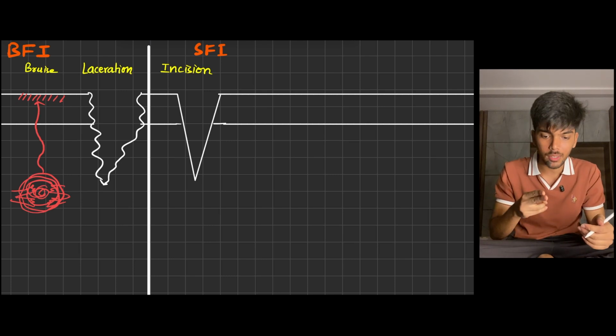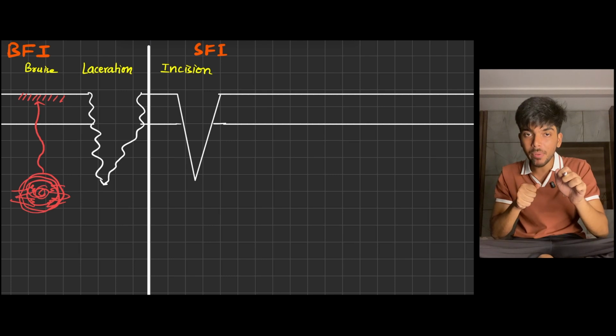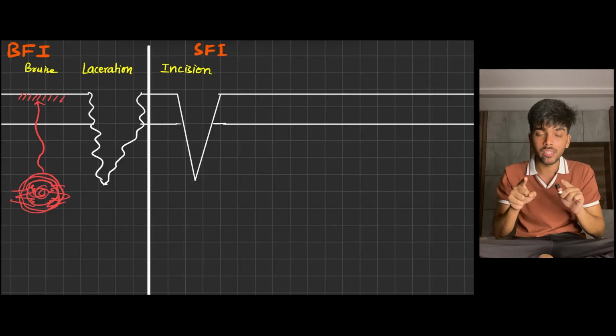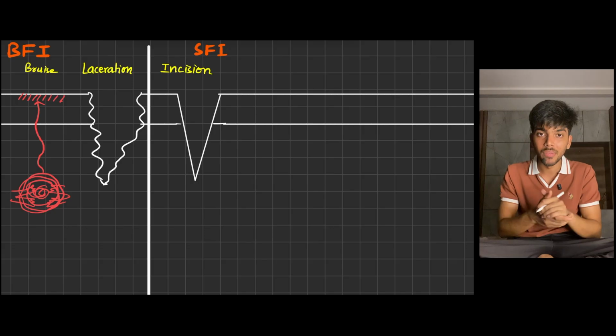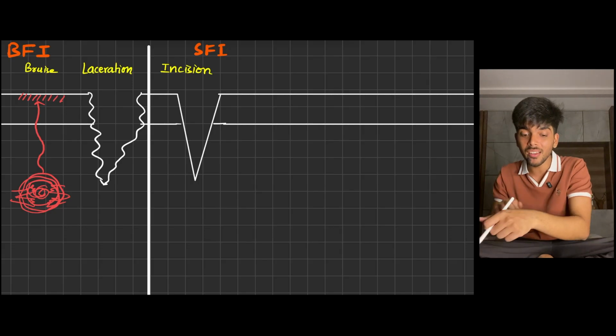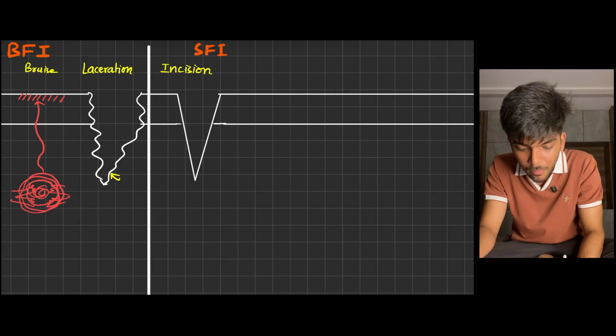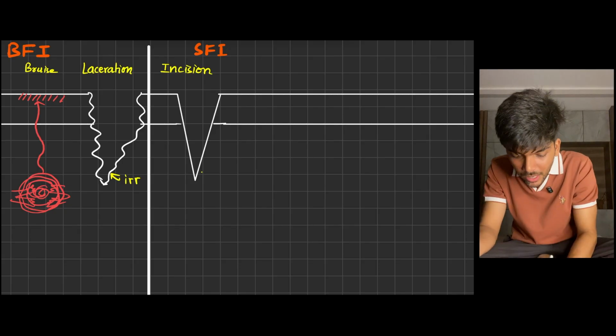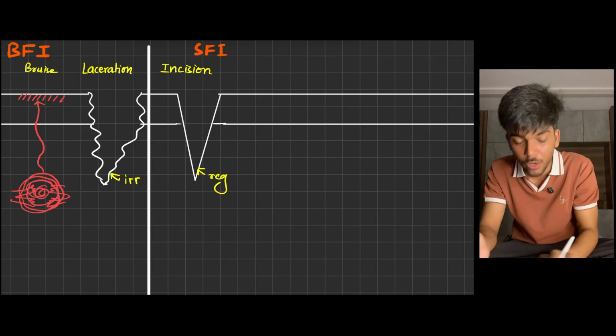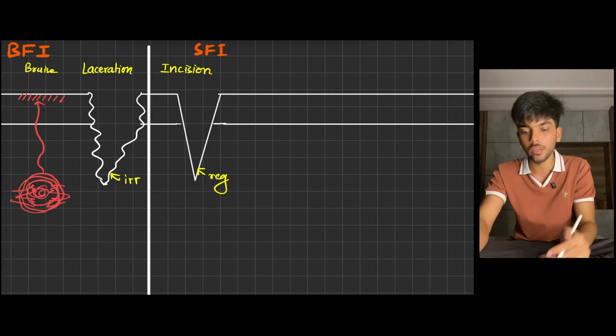Incision means to cut. When you tear a piece of paper, you get irregular margin. When you cut a piece of paper, you get regular sharp margin. Similarly, when you tear your skin, you get irregular margin, and when the skin is cut, you get regular margin. That's how you differentiate laceration from incision.